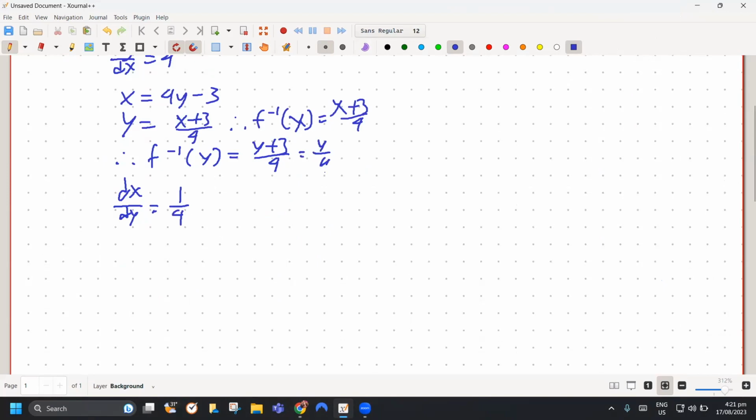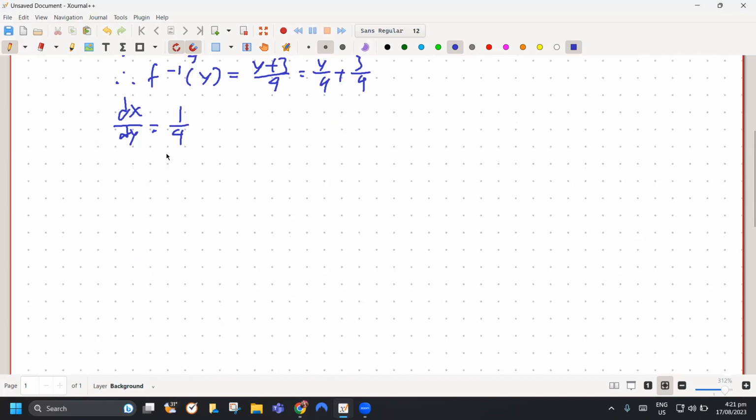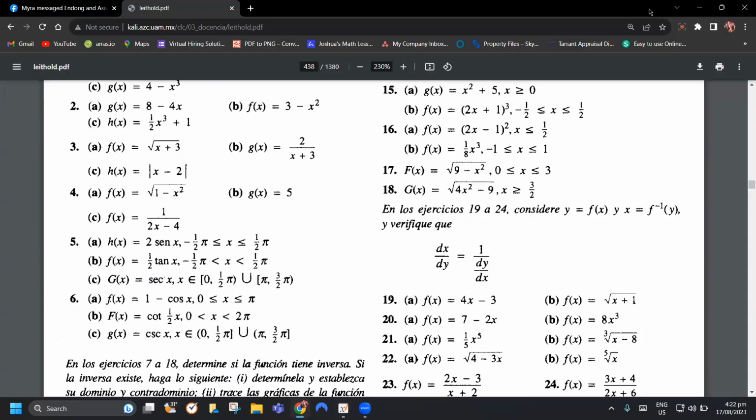One-fourth. Now, look at dy/dx. dy/dx is 4, right? dx/dy is 1 over dy/dx. So it actually works out, because dy/dx is 4, so dx/dy is 1/4 also.